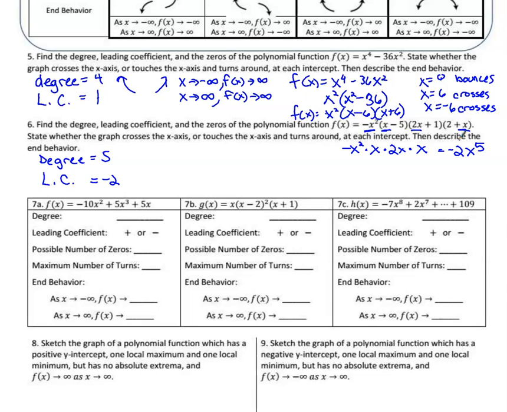And since it's a degree of 5, the ends are going opposite directions, and it's a negative leading coefficient. So that means down on the right, and since they're opposite directions, up on the left. So that would be as x goes to negative infinity, to the left, we're going up. f of x goes up, so you say infinity. As x goes to the right, f of x goes down.